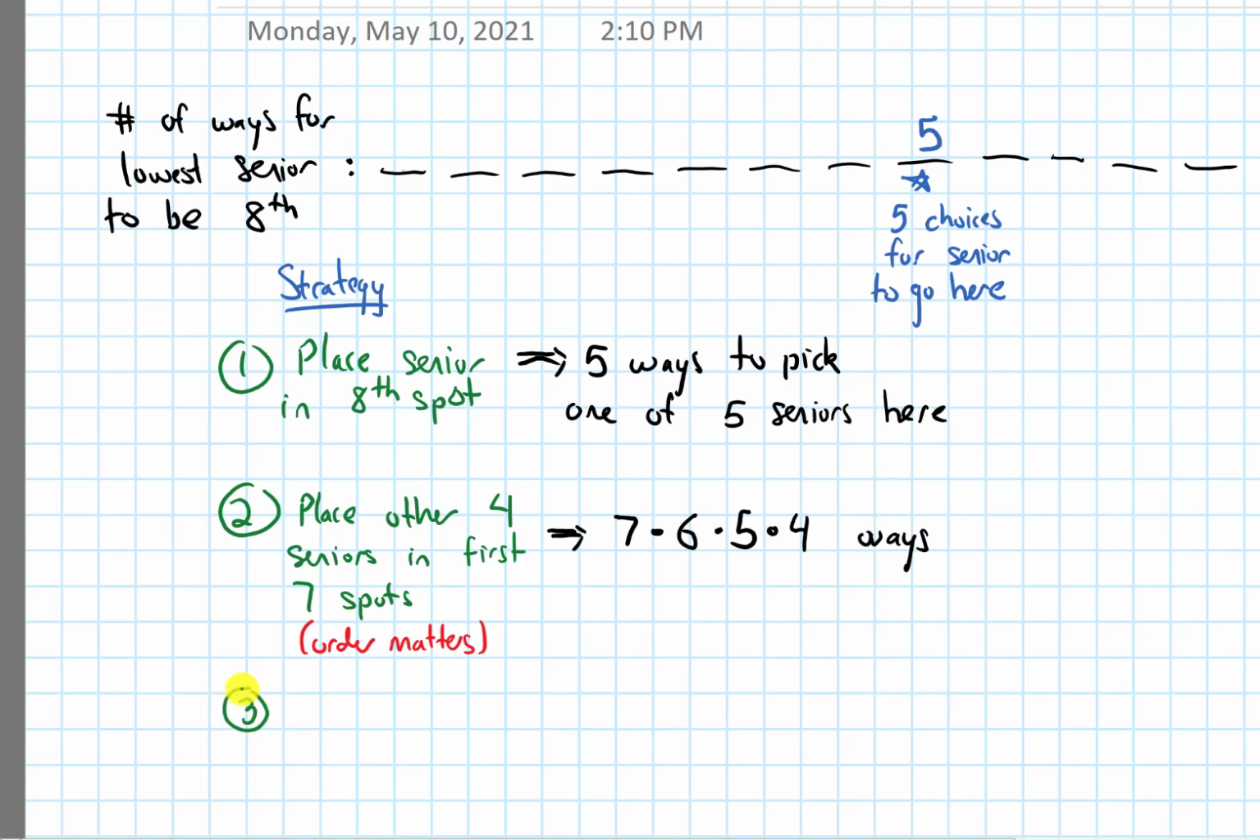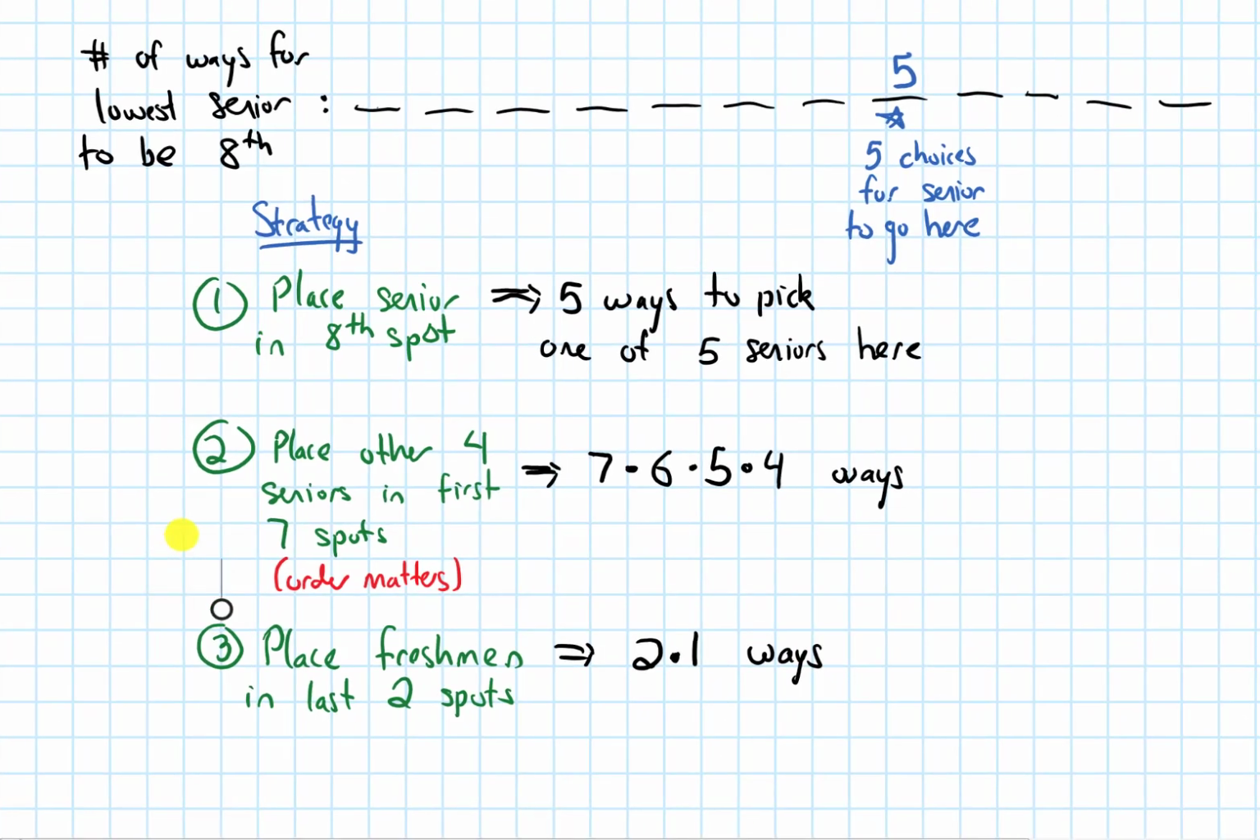The other piece of information that I was given specifically was about the freshmen. So let's place the freshmen. And they go in the last 2 spots. And we already saw how to handle this when we counted the denominator. This was 2 times 1, 2 times 1 ways.